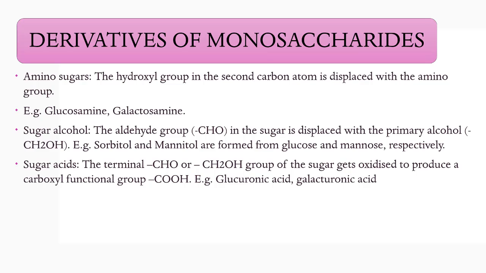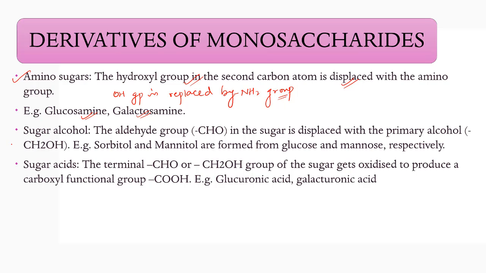Derivatives. These are the derivatives of monosaccharides like amino sugars, sugar alcohols, sugar acids. Amino sugars: the hydroxyl group on the second carbon atom is replaced by the amino group. So the OH group is replaced by the NH2 group. So glucosamine and galactosamine are amino sugars.